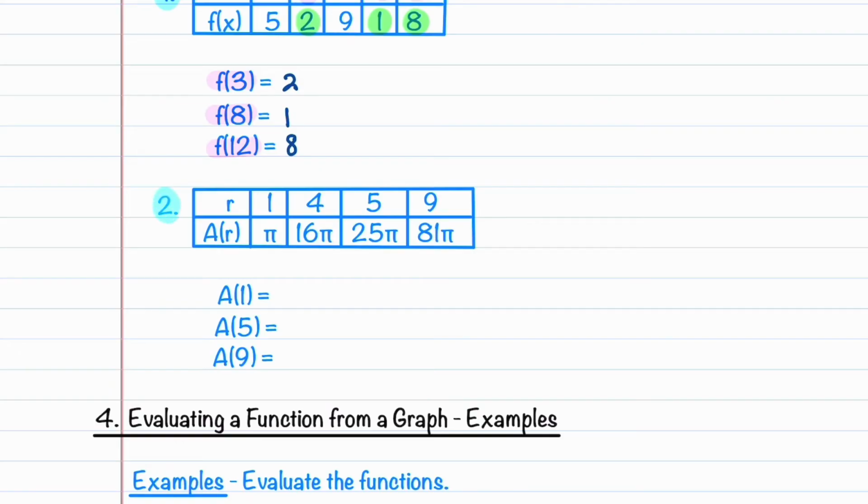Let's now look at our second example. You might want to pause the video and see if you can complete this one on your own. A of 1 is going to be equal to pi. A of 5 is going to be equal to 25 pi. And then lastly, A of 9 is going to be equal to 81 pi. This table tells us the relation between the radius of a circle and its area.